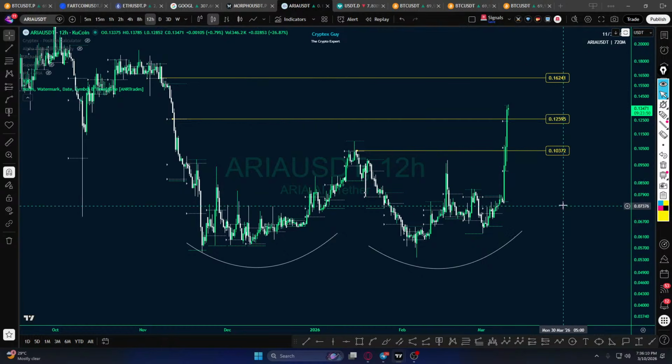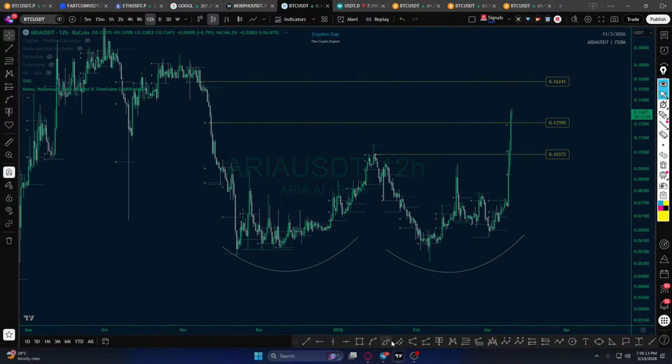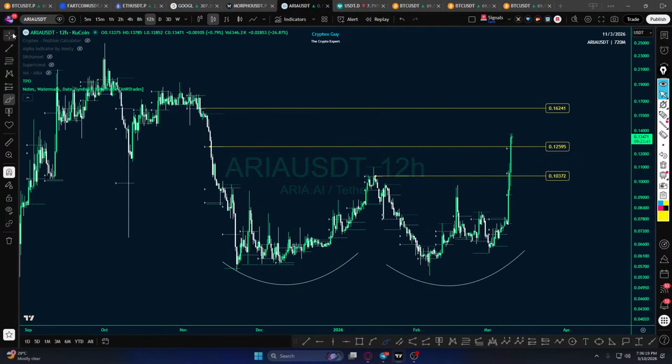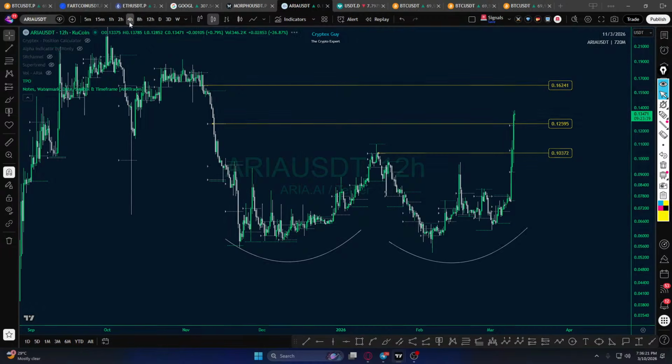So this is the chart on ARIA USDT. We have no big zone around this gap here. So if you are going to short, I say it's a risky one based on the higher time frame. But on the lower time frame, let me just open a 4 hour time frame.